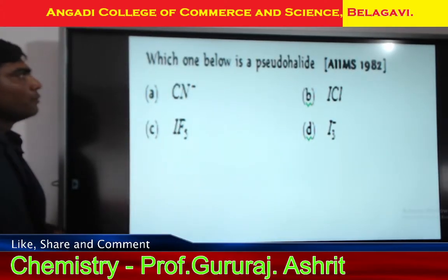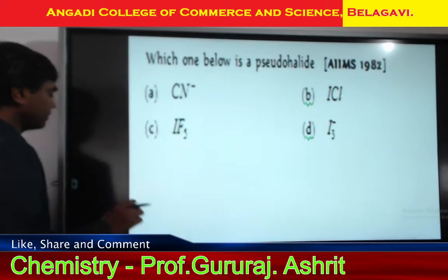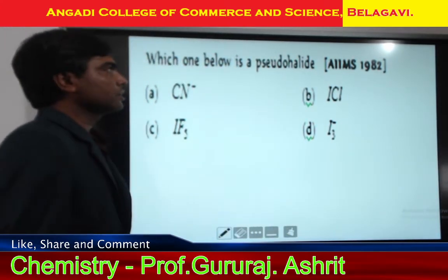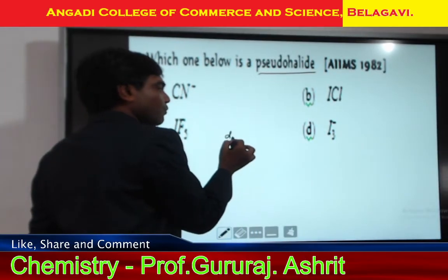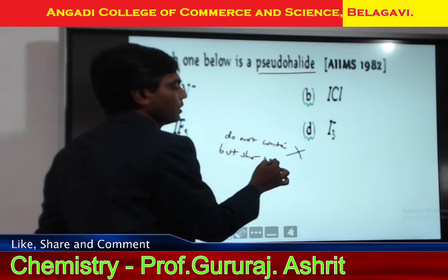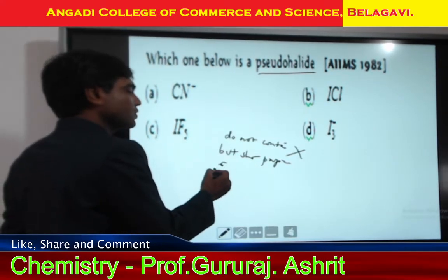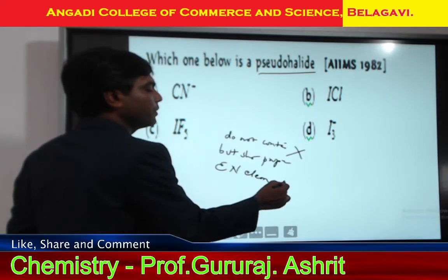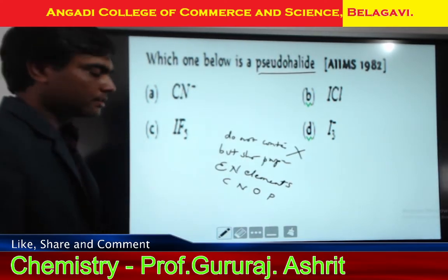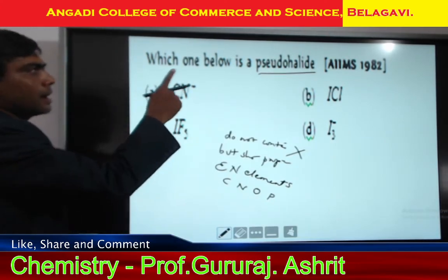Next question: which one below is a pseudo halide ion? You have to understand first what pseudo halide means. Halide we know, which contains the halogens with a negative charge. But pseudo halides are the ions which do not contain halogens but show the properties of halogens. The condition for this is they should contain the most electronegative elements, such as carbon, nitrogen, oxygen, phosphorus. Whenever any two atoms are combined and have a negative charge, they are called pseudo halide ions. He is asking about that.